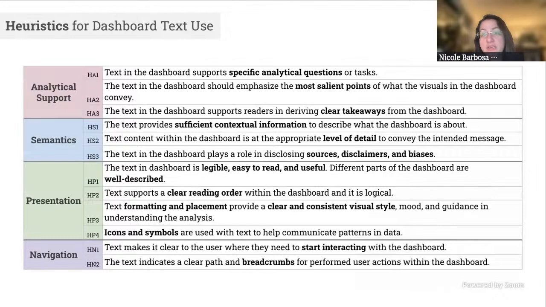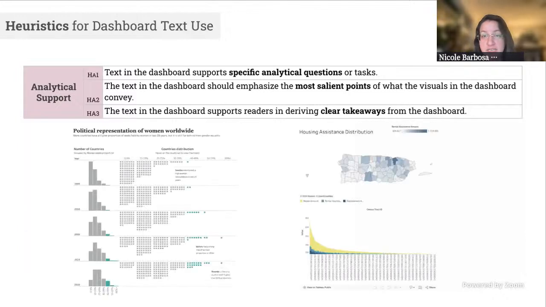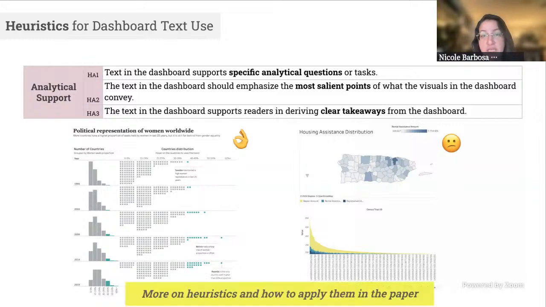They are organized in 4 groups: analytical support, semantics and context, presentation aspects, and navigation support. Vidya and I spent countless hours over many weeks poring over all dashboards in our corpus to assess these heuristics and find agreement in our pair assessment. It was a long process, but it gave us a lot of insight on how aspects of our typology and findings fit into each heuristic. And you can read more about it in the paper.